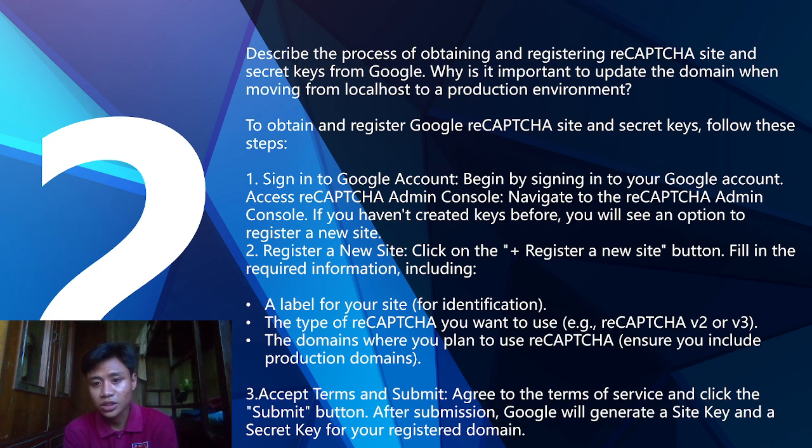Second is registering a new site. Click the plus button to register a new site, including the information: a label for your site for identification, the type of reCAPTCHA you want to use, and the domain where you plan to use reCAPTCHA. Third is to accept the terms and submit. Agree to the terms of service and click the submit button. After submission, Google will generate a site key and secret key for your registered domain.